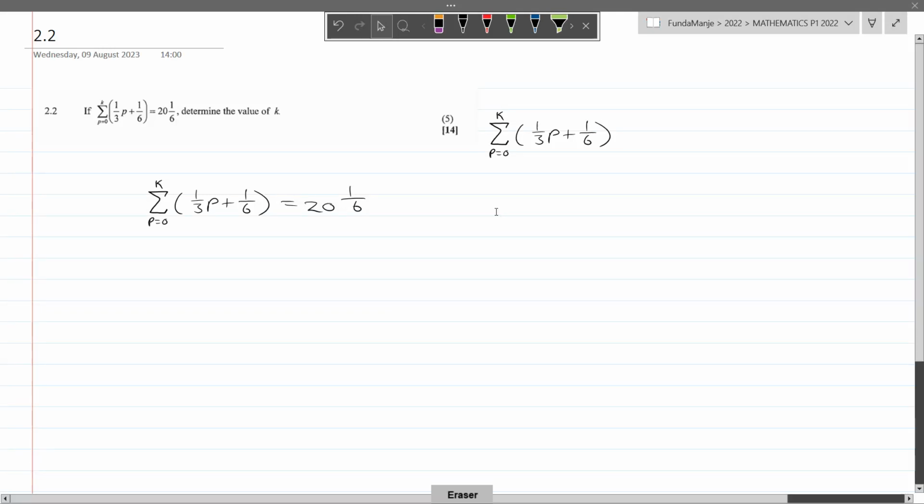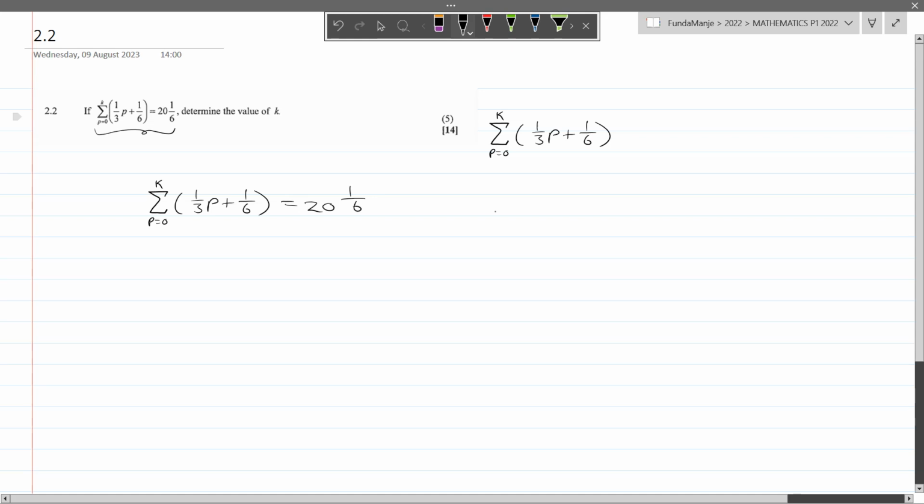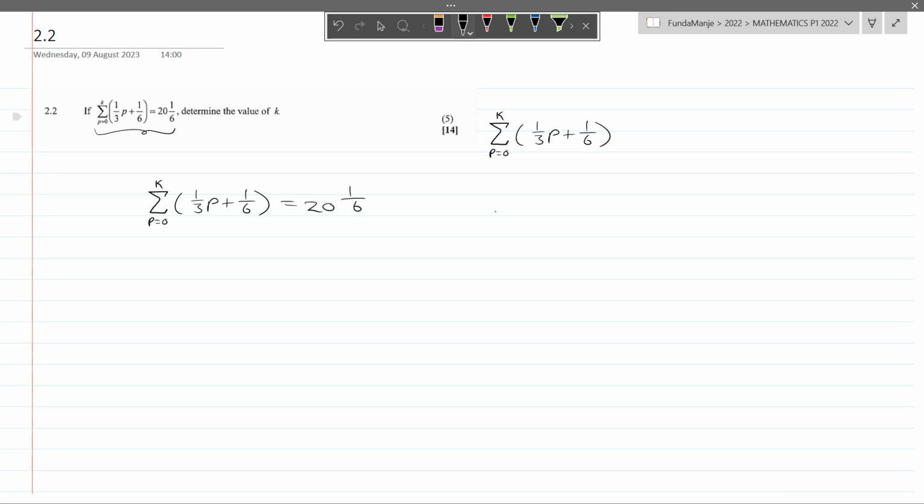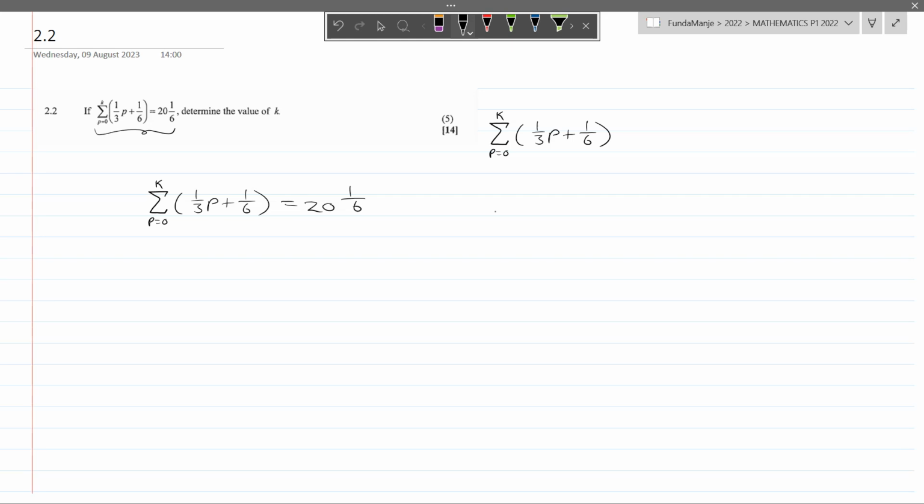2.2 says if this equation exists, which we have sigma of applying the rule 1 over 3p plus 1 over 6 is equal to 20 and 1/6. Determine the value of k, which is the upper limit of this sigma notation. So I've rewritten the question here, and basically what this is saying is find the value of k such that if we evaluate the sigma notation, we will find a total sum of 20 and 1/6.